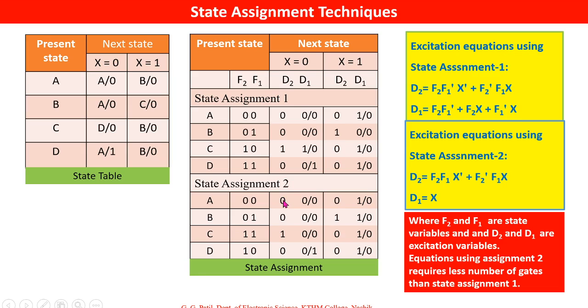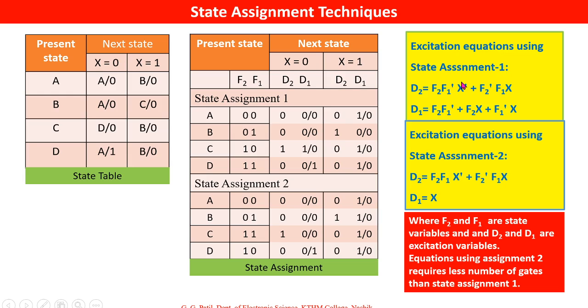Now here we have to see how the state assignment matters in the final realization of the sequential machine, or the final expression or equation of the sequential machine. So we'll derive the equations for state assignment 1 and state assignment 2. So here, the first one, state assignment 1.